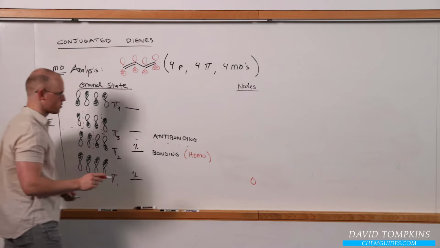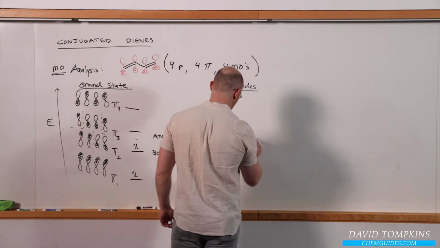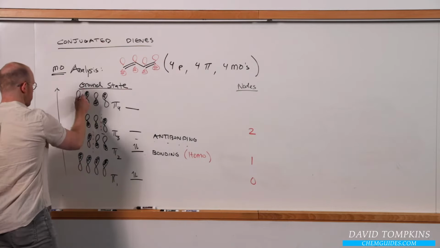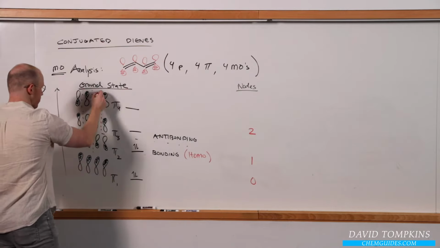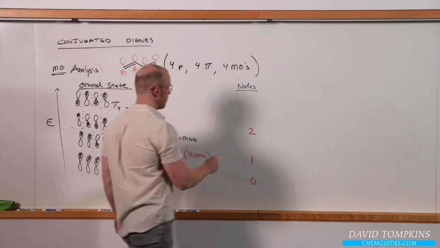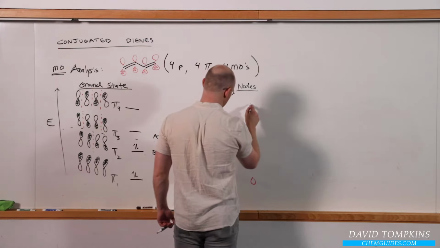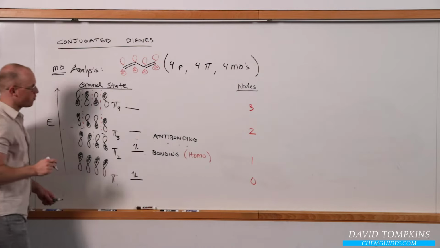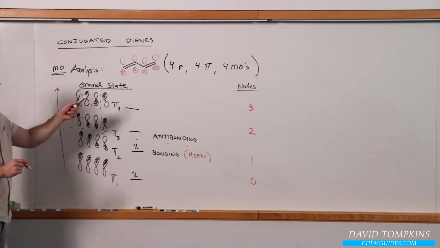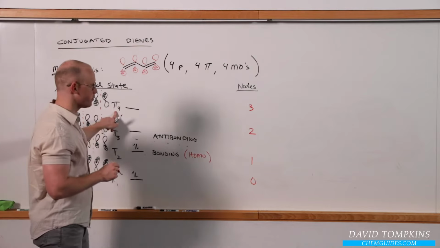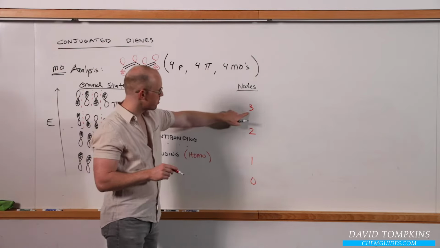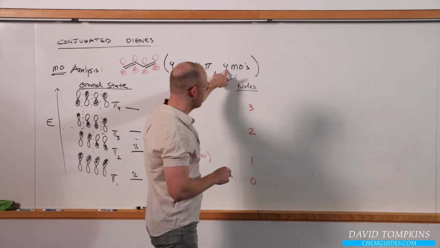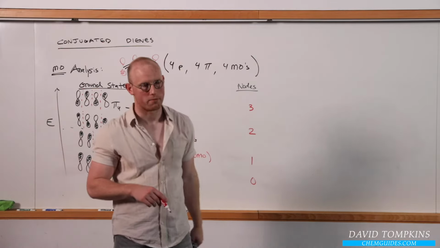There are 2 nodes in pi3, and there is a node between every consecutive p orbital in pi4. So if there are 4 p orbitals, or 4 molecular orbitals, you'll find that the highest energy one always has one less node compared to the total number of molecular orbitals, or n minus 1.